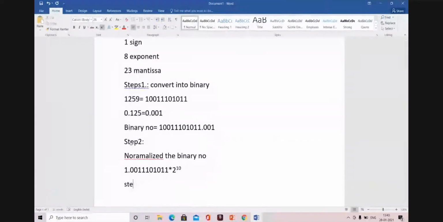Step number 3. Ma'am, have you not written the part after the decimal, 001? Yeah, here it is. You can see my pointer, the mouse. Yes, ma'am, this 10010. It is written here.